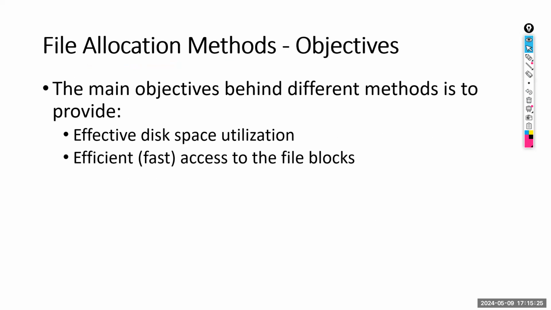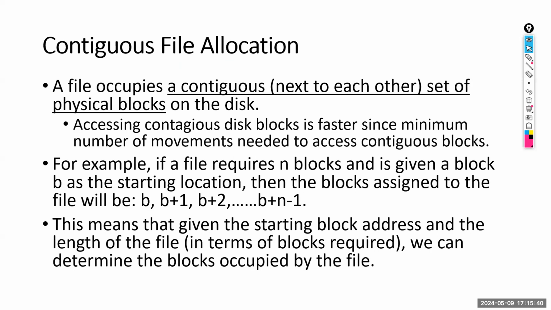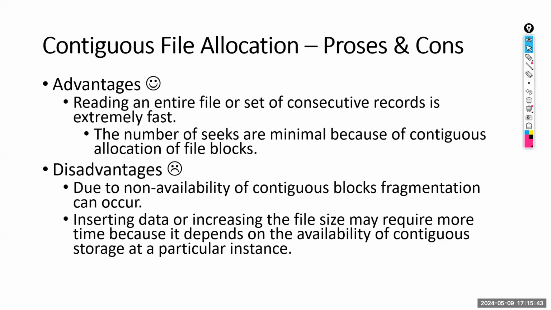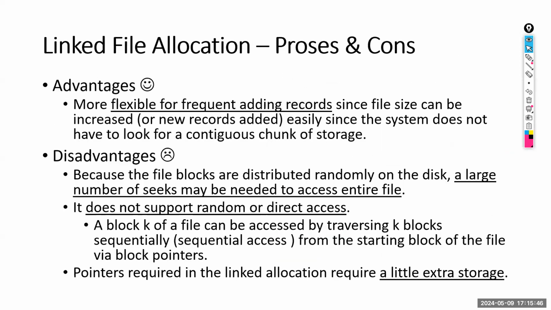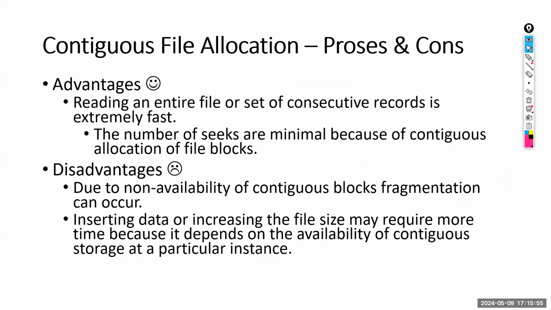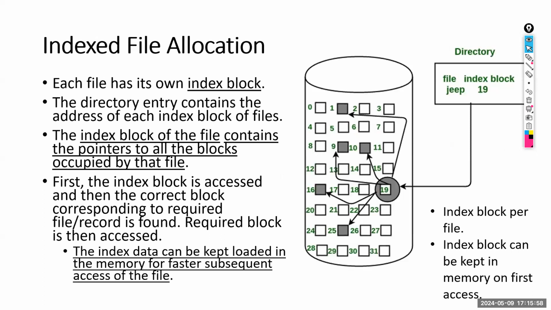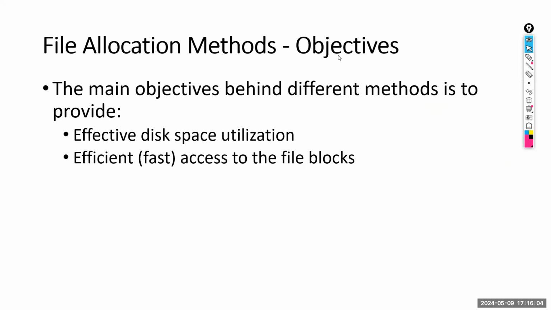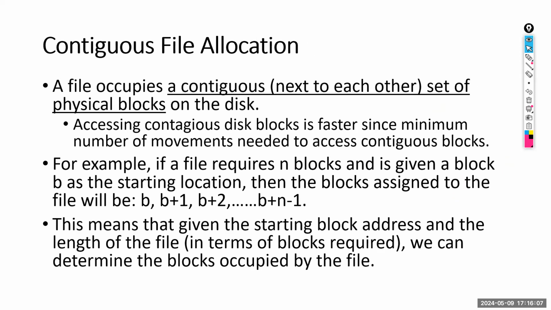So what are the different file allocation methods? File allocation methods means how storage is allocated to a particular file. These are the methods: contiguous file allocation, linked file allocation, and indexed file allocation. So what are the three allocation methods? Contiguous file allocation, linked file allocation, indexed file allocation. Okay, so let's take them one by one.